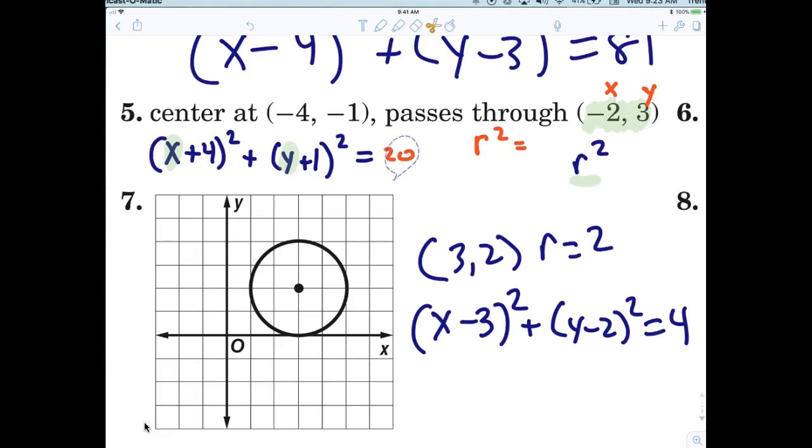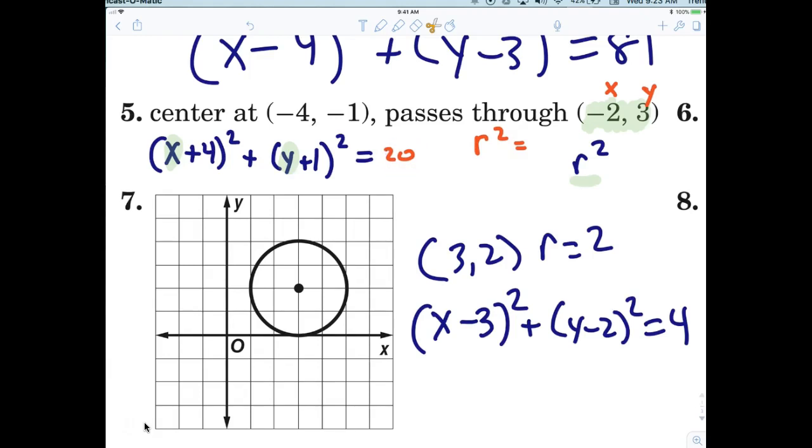No, I can't go slower, really. I plugged -2 in for x. -2 plus 4 squared. Now I plug 3 in. 3 plus 1 is 4, squared. 16 plus 4 is 20. You're with me. Okay.